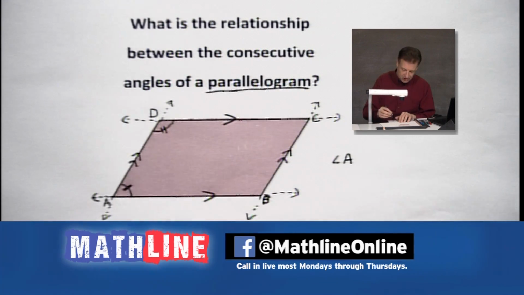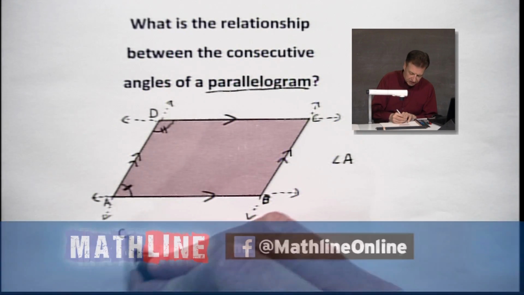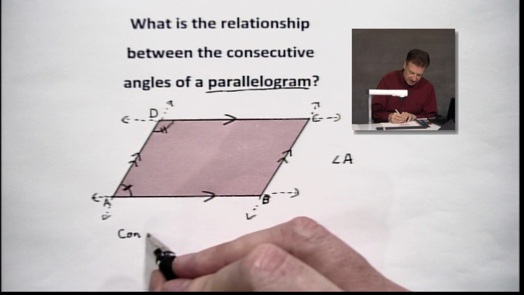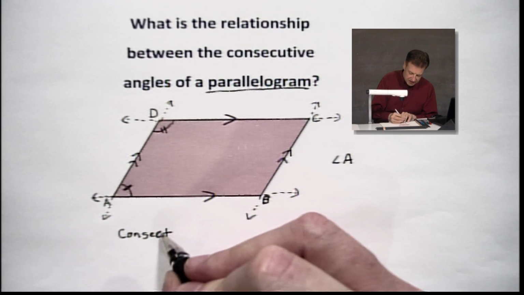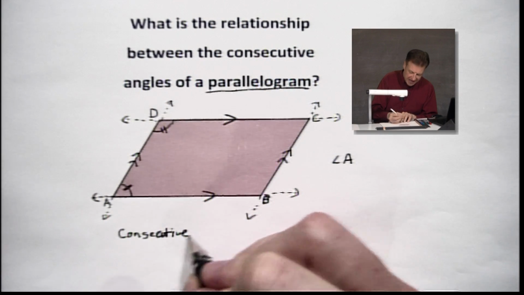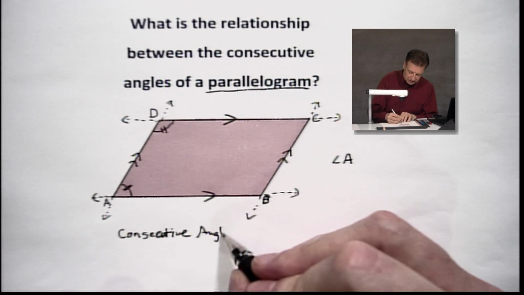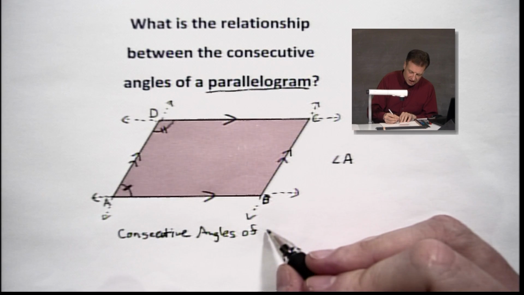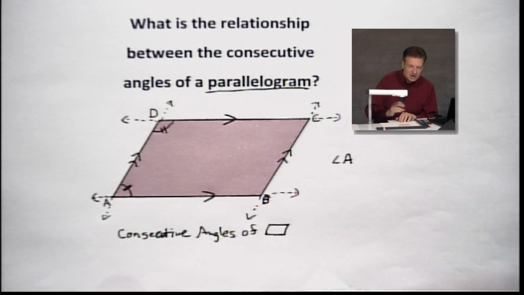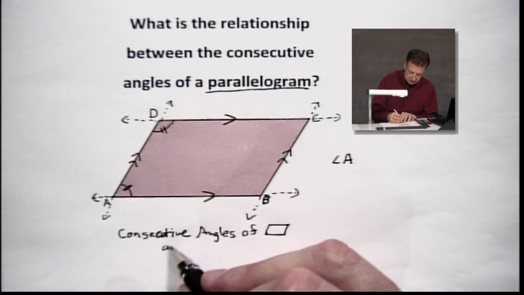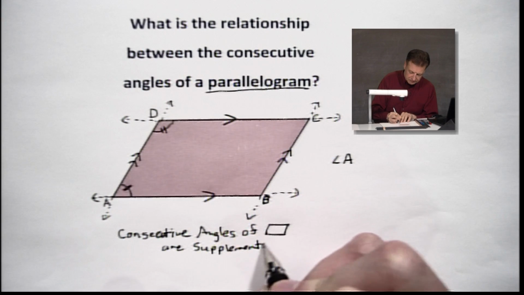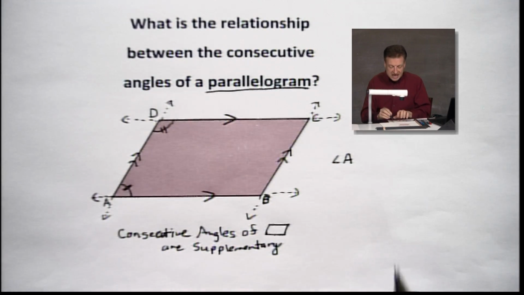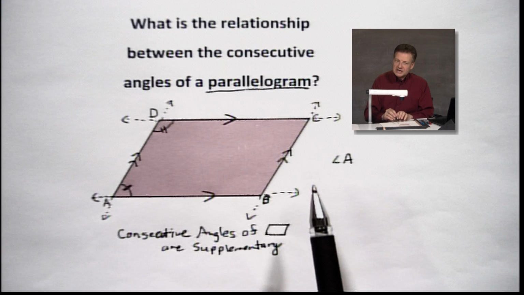So let me write that up here. We're going to say consecutive angles of a parallelogram. They're not congruent, are they? No. They are supplementary. So that tells me something about A. I put it up here.